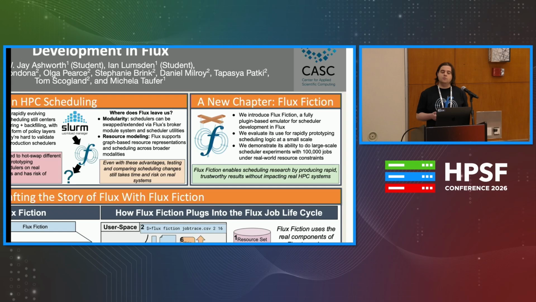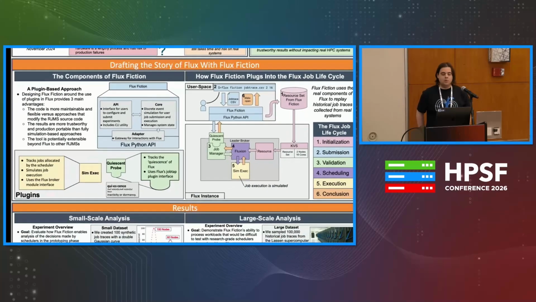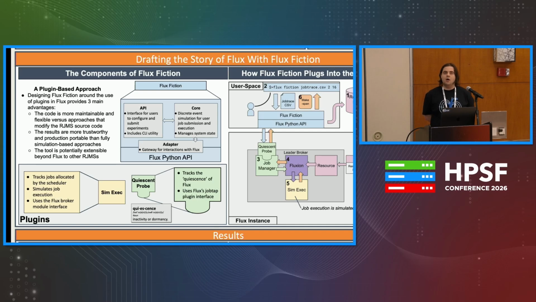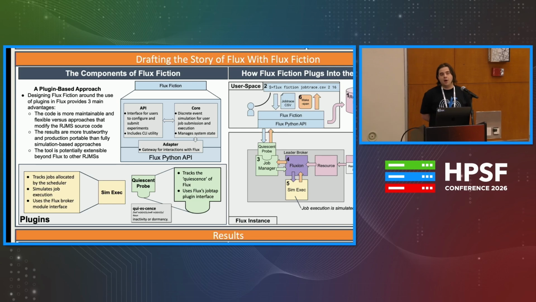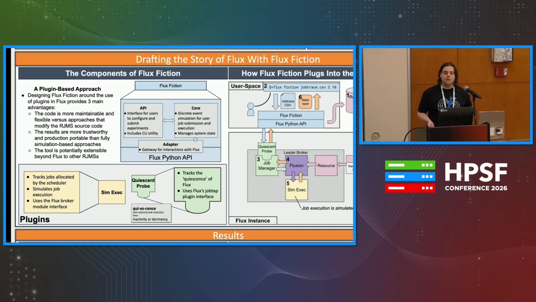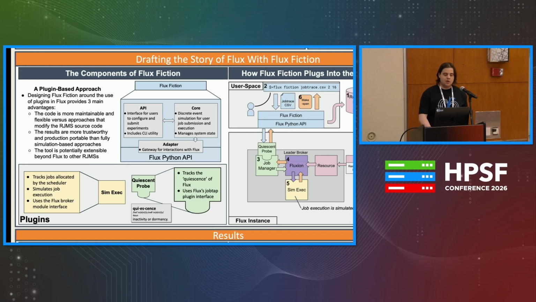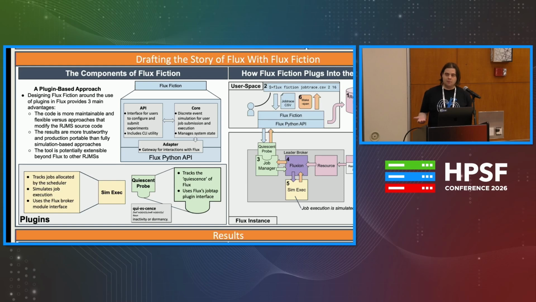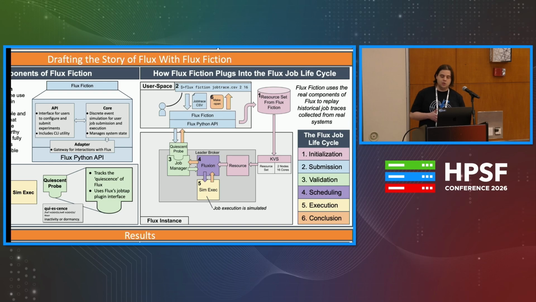HPC system emulator that's designed to study scheduling within Flux by simulating two specific aspects: the user job submission and job execution. We do this through a fully plugin based approach, which combines the best of both worlds from other HPC scheduling simulators, by allowing you to have the trustworthiness of plugging into a real RJMS, in this case Flux, but also having the flexibility of a lot of different fully simulated solutions. We use two plugins here, one to simulate job execution and one to get a feel of what's going on inside of Flux. And we integrate these directly into the job lifecycle of Flux.